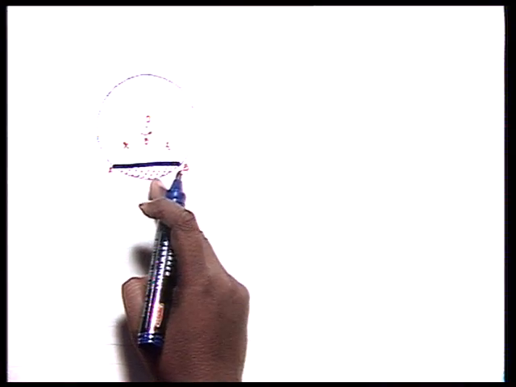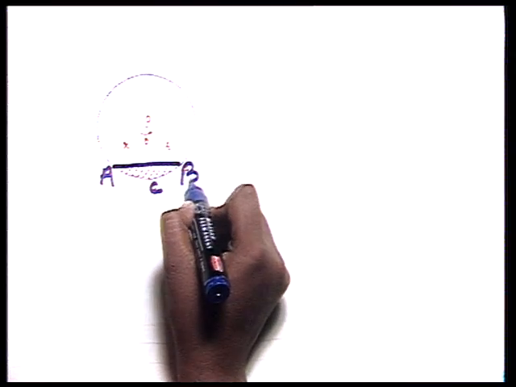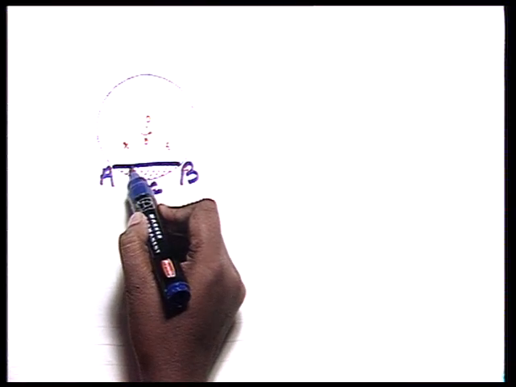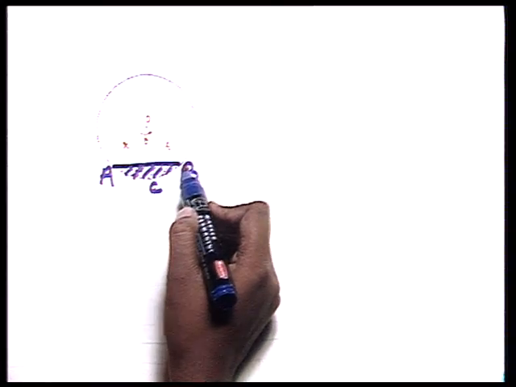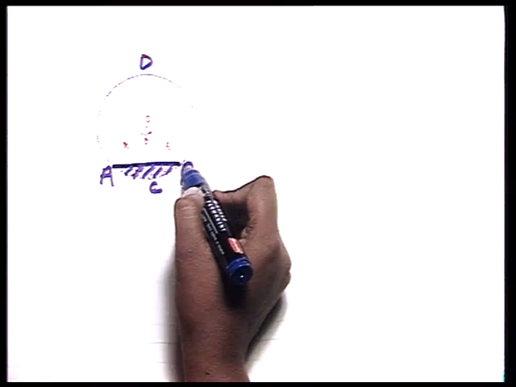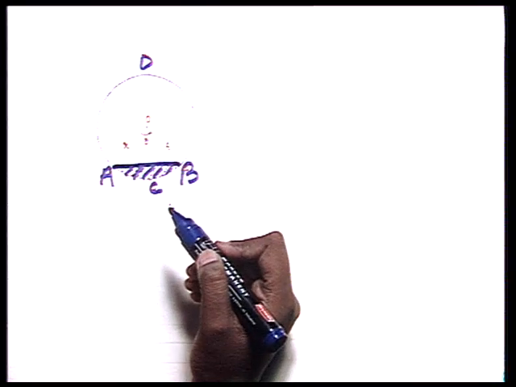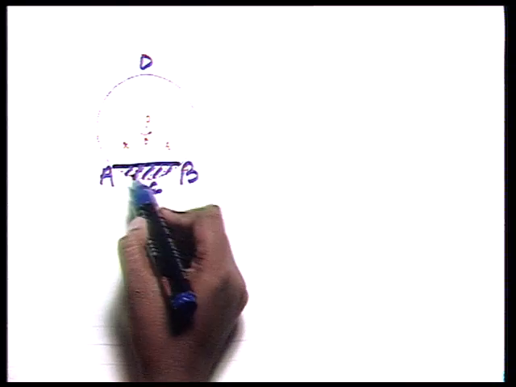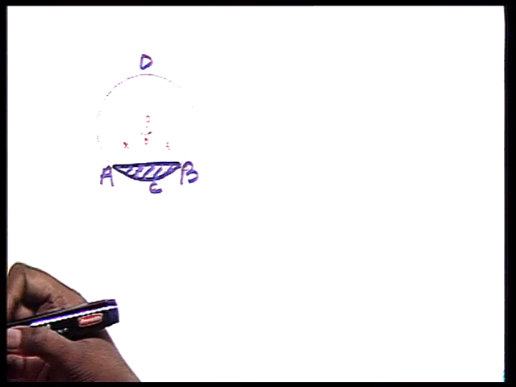Now, look at this circle. What is this chord doing? This chord is dividing this whole circle into 2 segments. One is segment ACB, and this is the minor segment, and another is the segment BDA, that is the major segment. Suppose we want to find out the area of this minor segment.